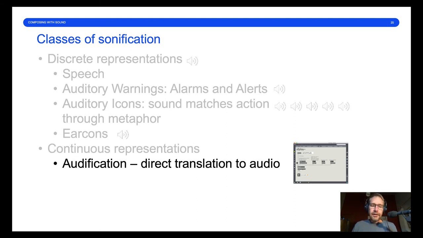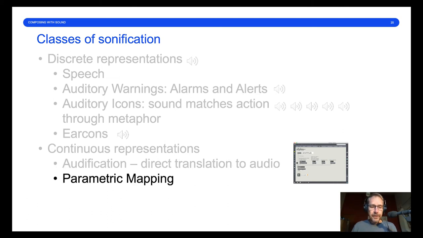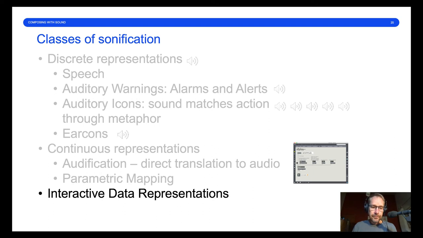So one example of this is audification, which is a direct translation of data into audio, and I'll show you a little example of this in a minute. Or parametric mapping, where we have some variable data that's mapped onto some acoustic parameter, such as pitch or loudness or timbre. And I'll show an example of this.